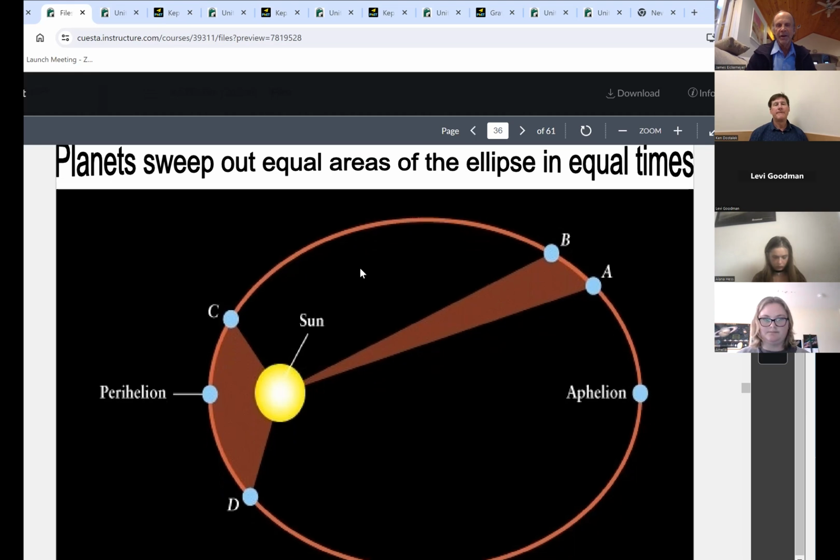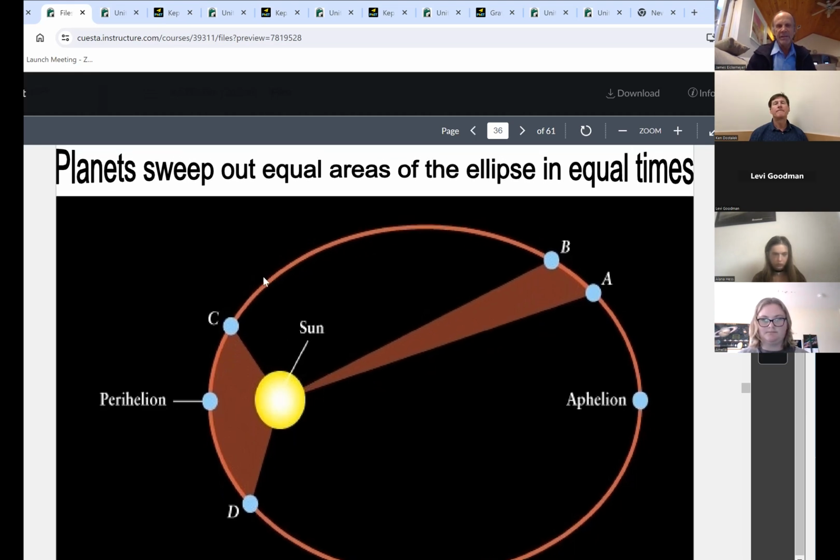So a little later on, we'll talk about Newton, and Newton made sense out of Kepler's laws in terms of mathematical and physical principles. But Kepler came up with the correct laws just from observing the motions of the planet Mars. And so his second law is that planets sweep out equal areas of the ellipse in equal times.